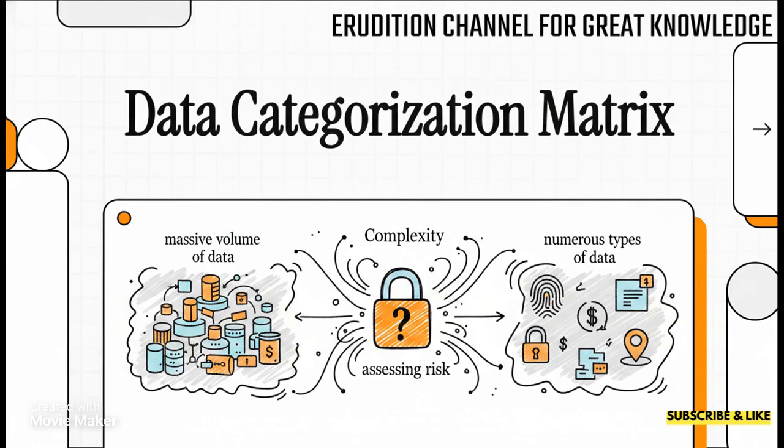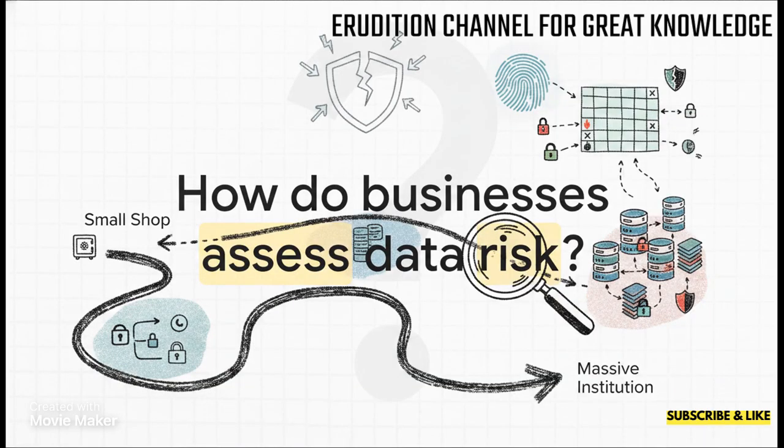Okay, let's dive into this. So how exactly do businesses assess data risk at scale? Like I said, small shop, easy. But when you're a massive institution handling thousands of transactions, personal files, and proprietary secrets, you absolutely cannot just guess. You need a highly reliable system to gauge the likelihood of getting hacked, and even more importantly, you need to understand exactly how sensitive that data is if it ever does fall into the wrong hands. You basically need a map.